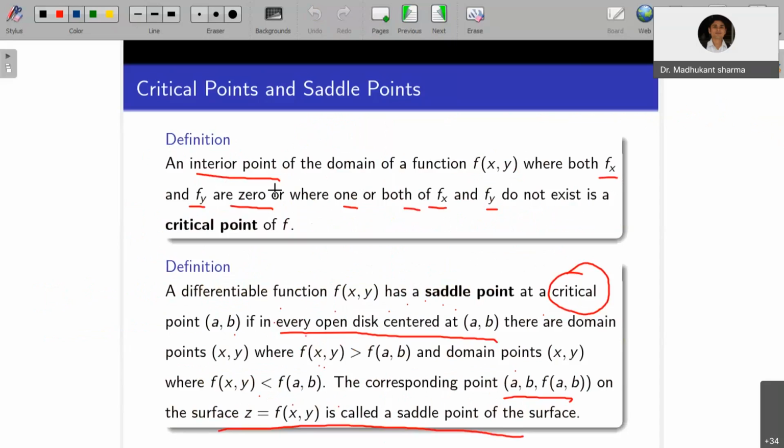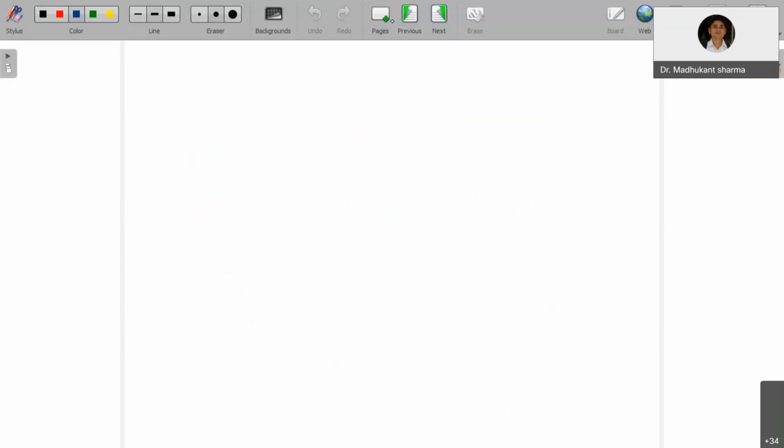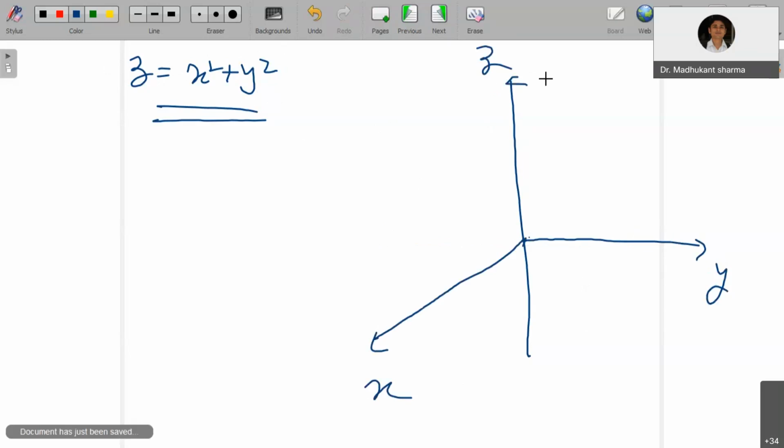So now let's take some examples. Find local extreme values of the following functions: x squared plus y squared, and y squared minus x squared. Let's say z equals x squared plus y squared. Now if you draw the graph of this, what will it be?